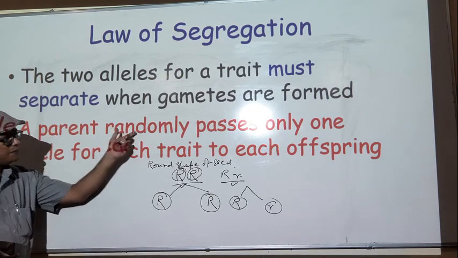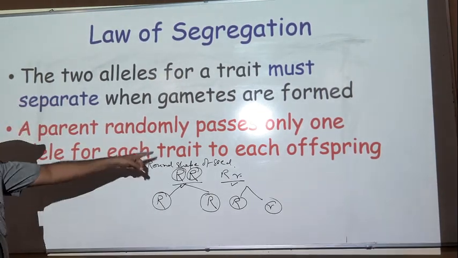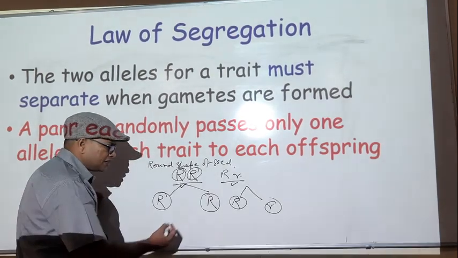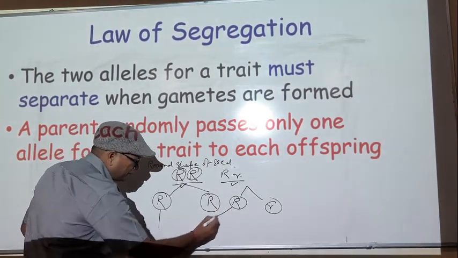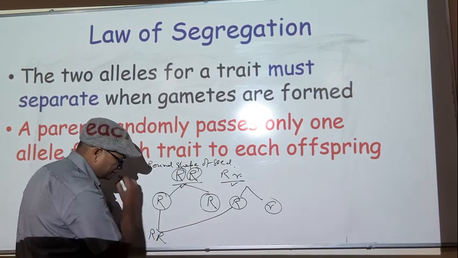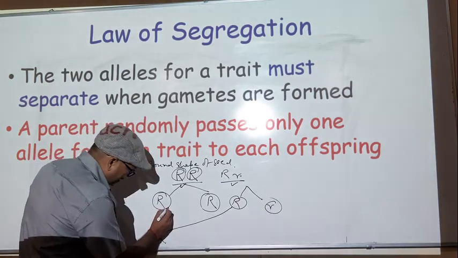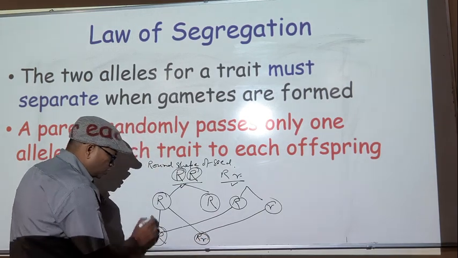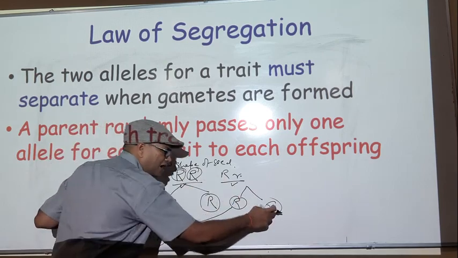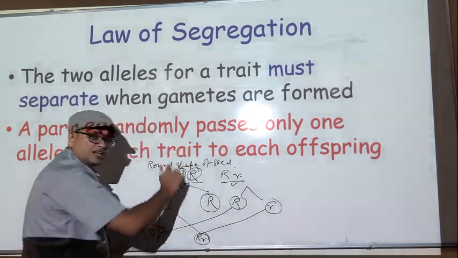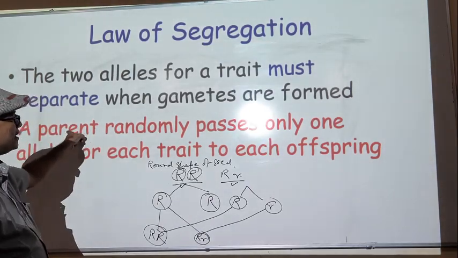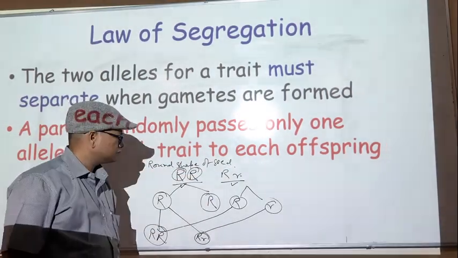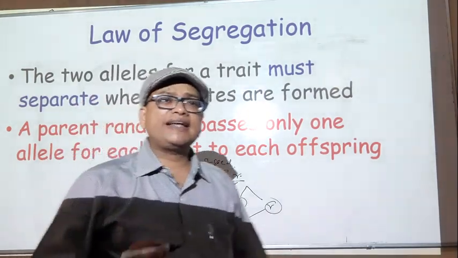A parent randomly passes only one allele for each trait to each offspring. Suppose that when the fertilization is taking place, this R may be fused with this R to produce capital R, capital R. And now it may be fused with this small r to produce capital R, small r. So, which R is fused with which R is a matter of chance. That's why you can say that the parent randomly passes only one allele for each trait to each offspring. This is the law of segregation.